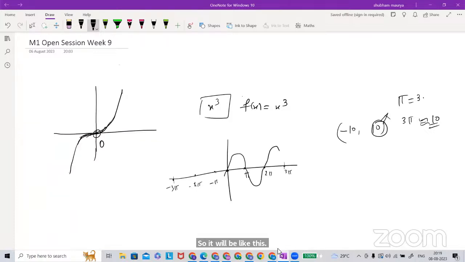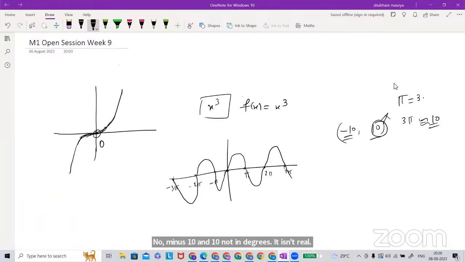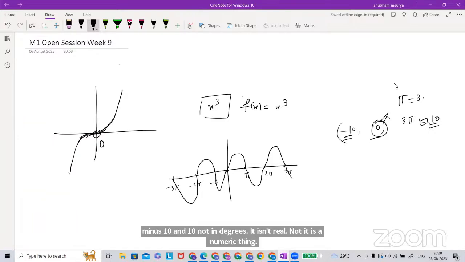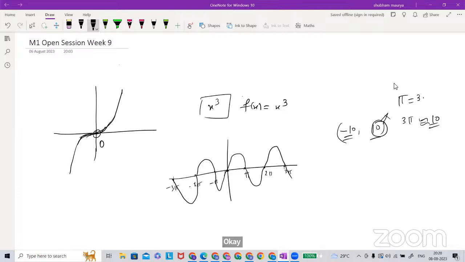At pi it will be 0, and at 2 pi, 3 pi, and at minus pi also, or minus 2 pi, like this. Sir, are minus 10 and 10 in degrees? No, minus 10 and 10 are not in degrees. It is a real, numeric value. I just approximated the value to know how 3 pi looks, so that I can draw the graph roughly. Now you can count how many zeros sin x has.